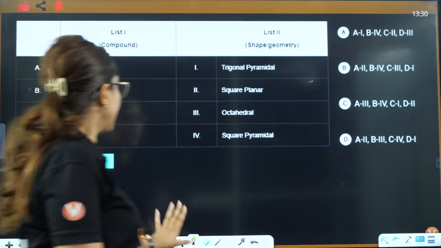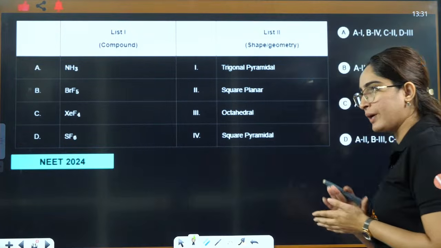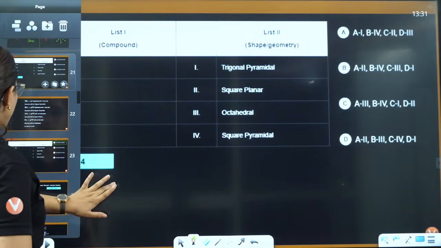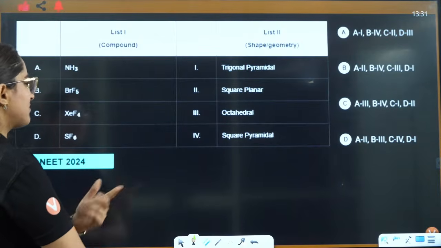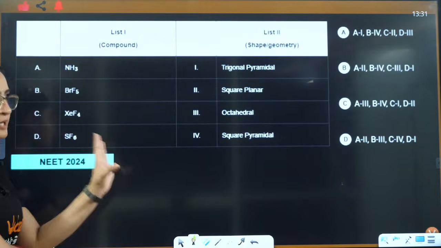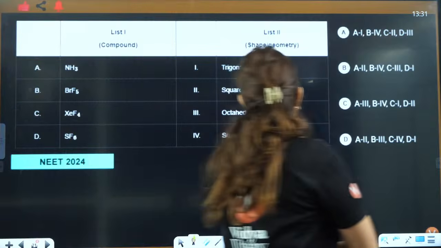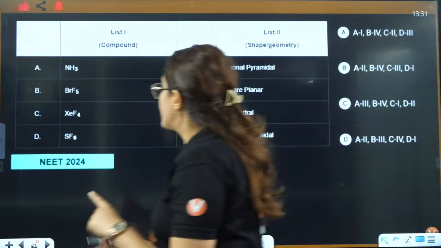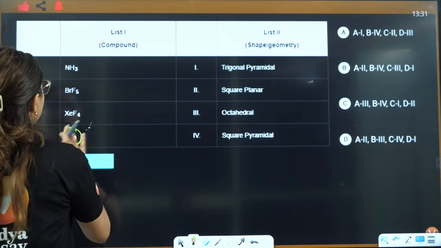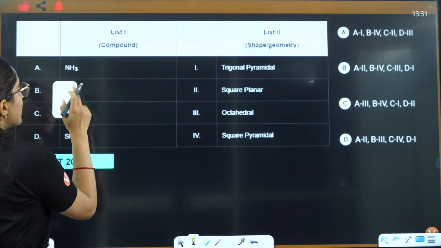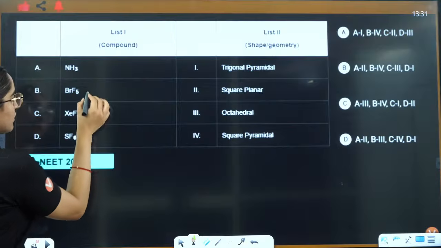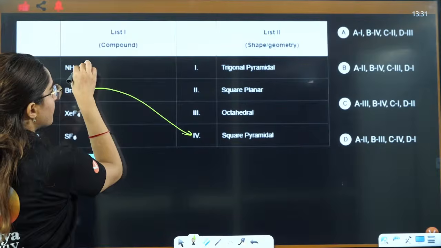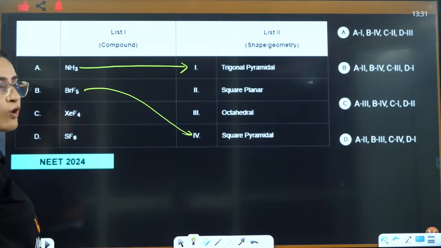Now let's talk about the next question that was asked in 2024. Yes, students, the question is again asking the shapes, and I have done all the shapes here, so I'm not going to do it again. You can do it yourself. I have done it while solving the concept. We have seen the answer for this: it was square pyramidal. This was trigonal pyramidal.